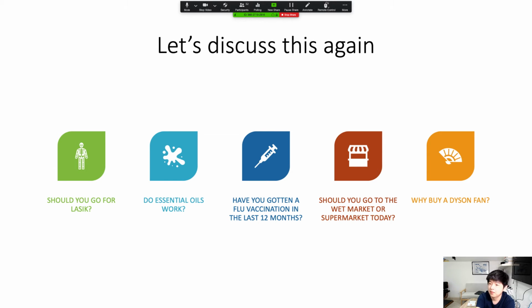All right, you mean the one that you put in the diffuser, right? Yeah, they can be used in a diffuser or they can be applied. It helps to keep the room smelling better, and it helps you focus a bit more. That's all for me. Okay. What else? Let's hear a few more perspectives, a few more viewpoints.